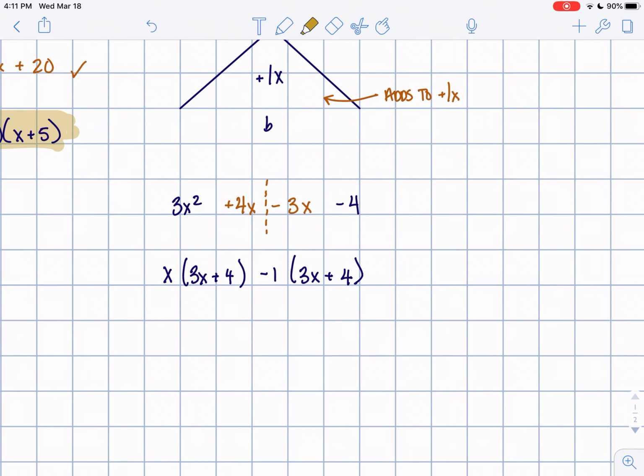Now, wonderfully, 3x plus 4 is common to both, so let's factor that out. 3x plus 4, that leaves behind x minus 1, and we're done. We factored it. Lovely, lovely.